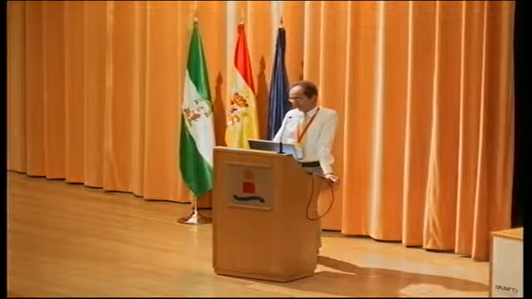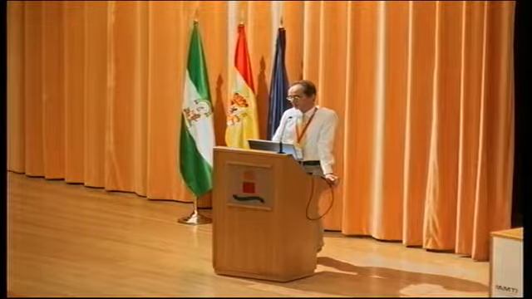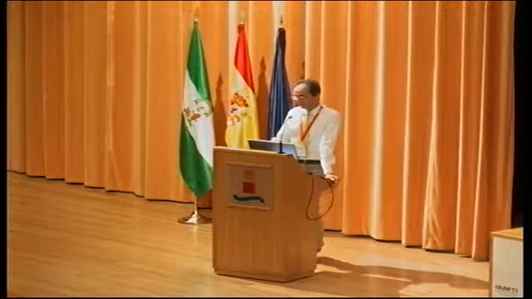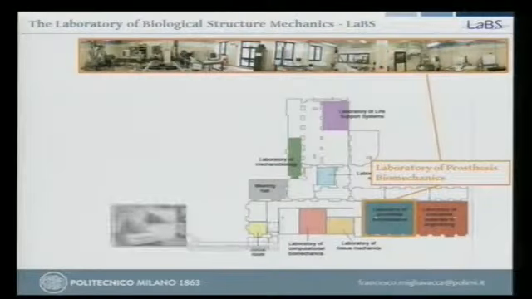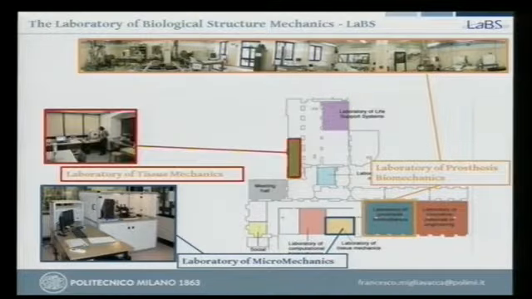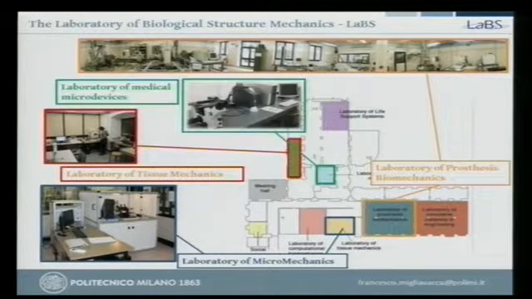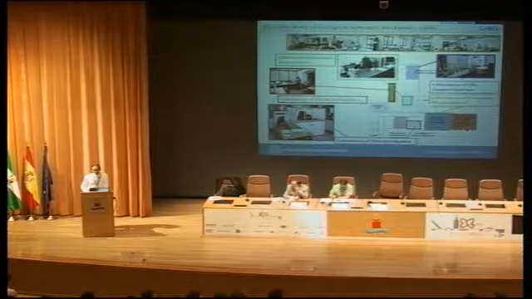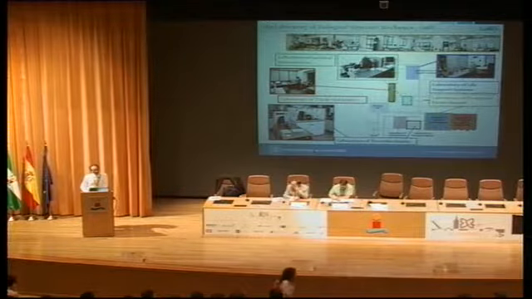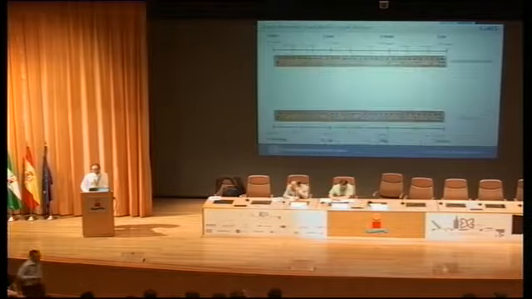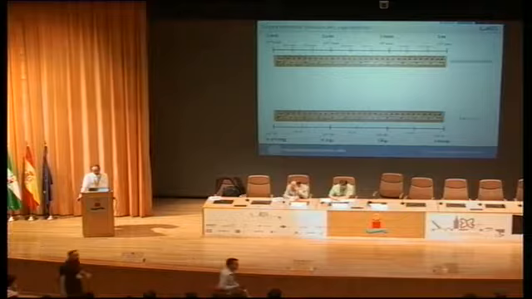And I'm working in a laboratory of biological structure mechanics, which is a constellation of different laboratories. So we have a laboratory of prosthetics biomechanics, we have a laboratory for micromechanics, of tissue mechanics, we have also a part dedicated to medical micro devices, and we have also a laboratory of life support system. All these laboratories do experimental activity, which is linked also to a computational part, which I will show you in a moment. How is our experimental equipment?